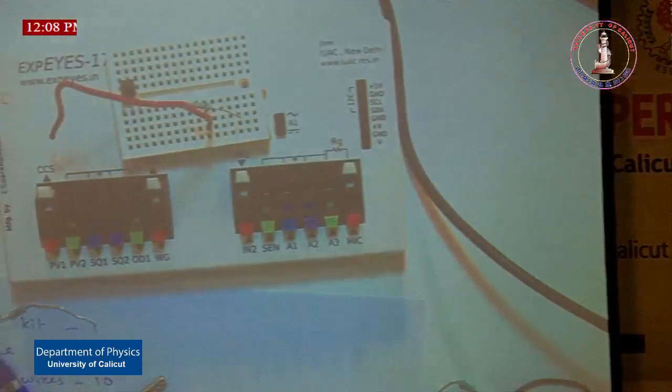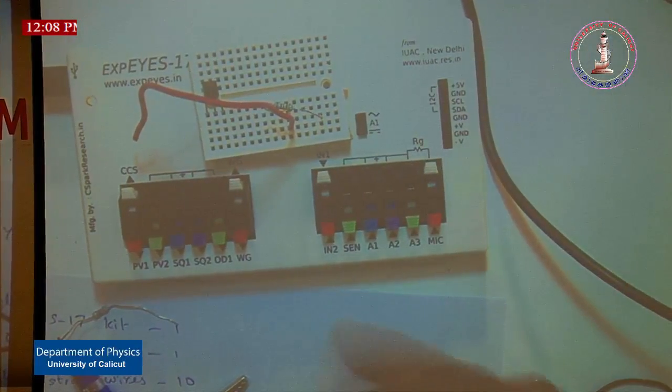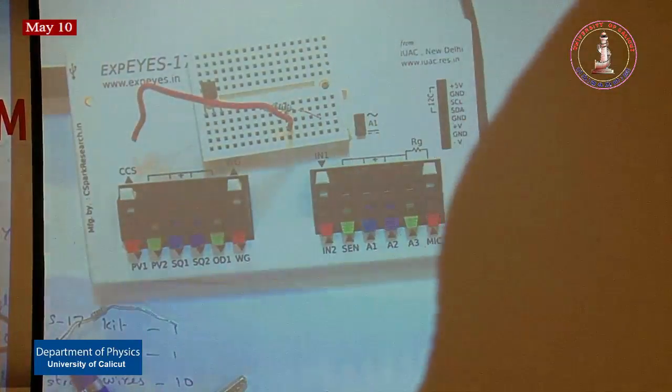So all these you can try now. You must be having the coil, and all you need is a small capacitor like this.